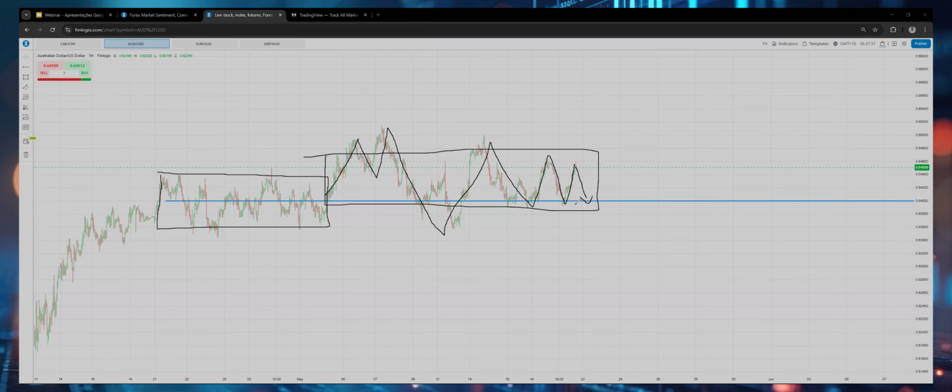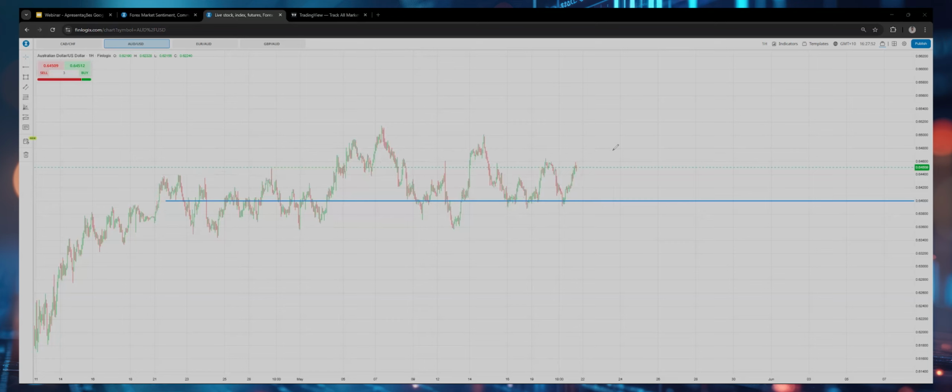Okay, so basically what I would like to do is come back to this level, and then we could potentially see a continuation up. So sometimes the setup is there, everything is good to go, but it's not at that point yet. And that's when you have to be patient, because yes, definitely I could long right now, but the probability of this level getting back to here is pretty high. So why don't you just wait? And then when it gets somewhere around those levels, you start to think about longing.